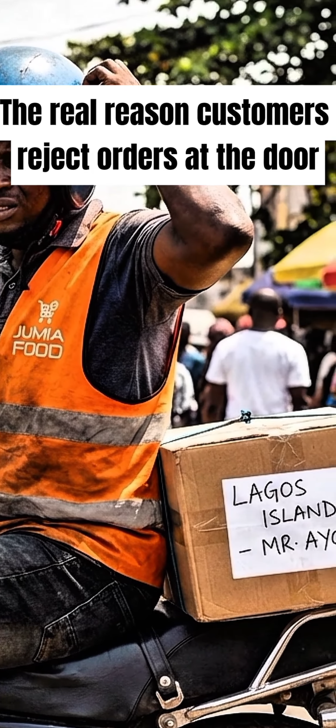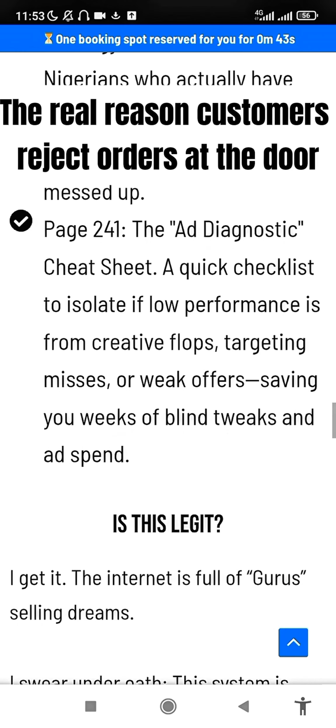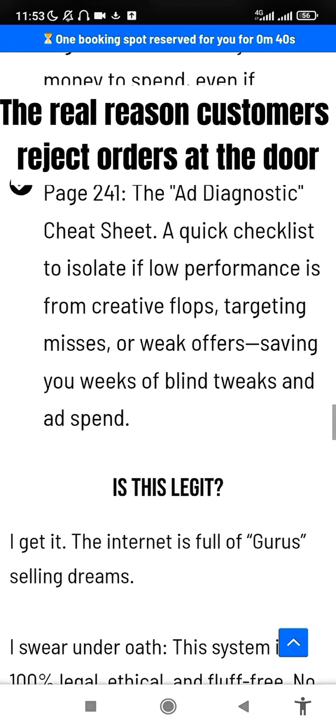Okay. Now I also show the POD debts clear. This is my specific checklist to filter out unserious customers before you even ship a package. Then on page 8, I show the ghost targeting strategy, how to find Nigerians who actually have money to spend, even if Facebook interests are messed up. And then lastly, I show the ad diagnostic cheat sheet. This is a quick checklist to isolate whether low performance is from bad ad creatives, mistargeting or weak offers. So this will save you weeks of trial and error.